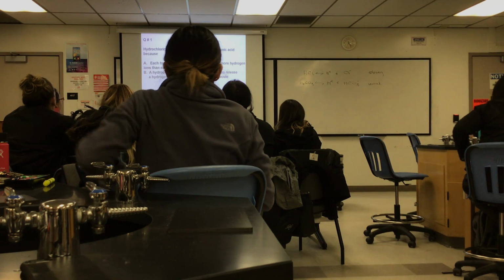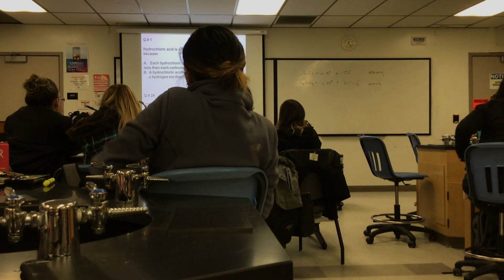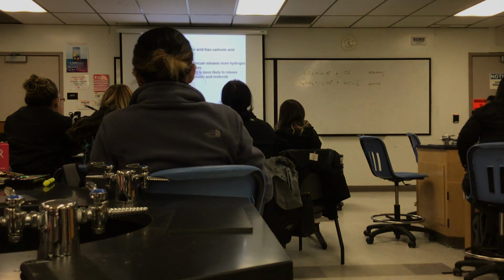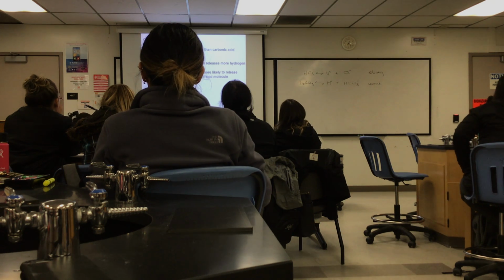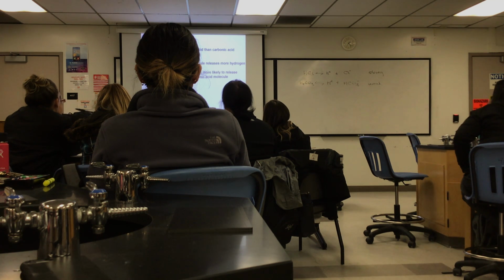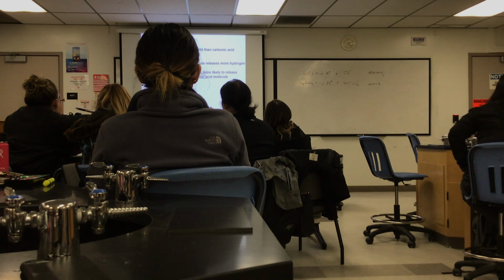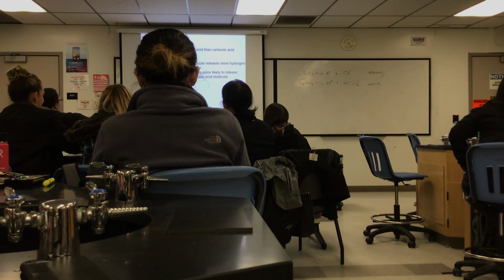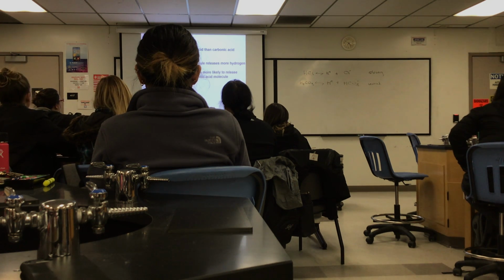So how many hydrogen ions does hydrochloric acid release? One. How many hydrogen ions does carbonic acid release? One. Even though it has two, it only releases one. The hydrochloric acid has only one to release, so it can't be A. It can only release one hydrogen ion, right? And carbonic acid only releases one.